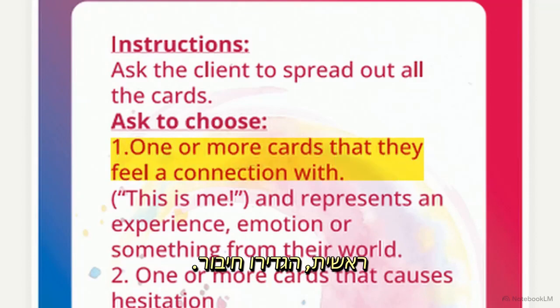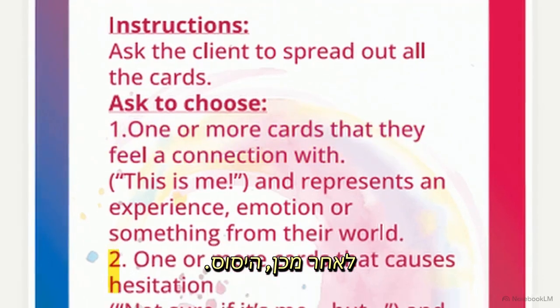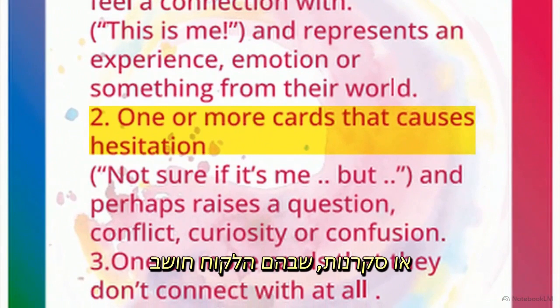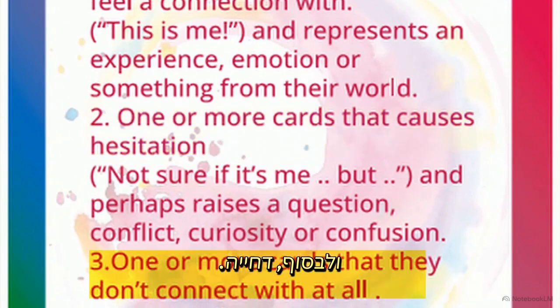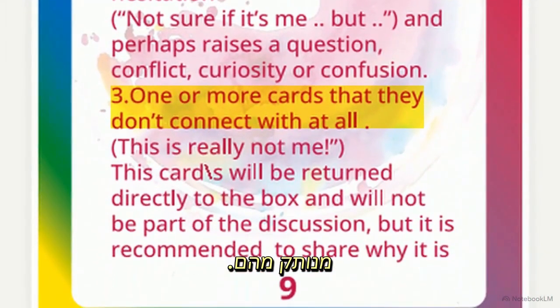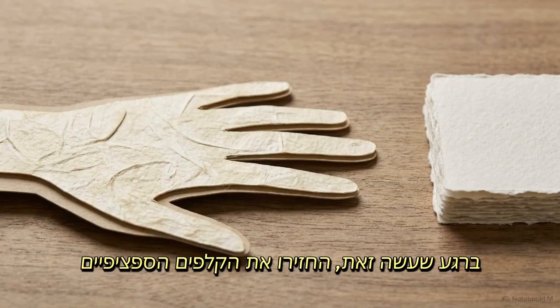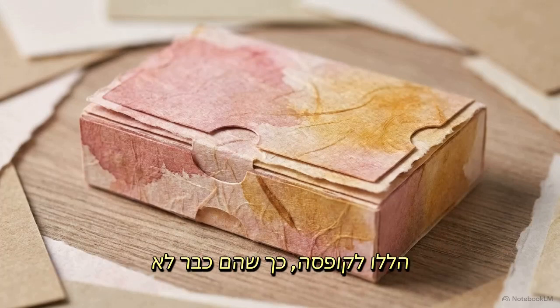First, define connection. Instruct the client to pick cards eliciting a "this is me" reaction. Next, hesitation. Select cards causing confusion or curiosity, where they think, "not sure if it's me, but..." Finally, rejection. Identify cards they feel disconnected from. "This is really not me." Before putting the rejection cards away, have the client briefly share why they chose to discard them. Once they do, return those specific cards to the box so they are no longer part of the discussion.